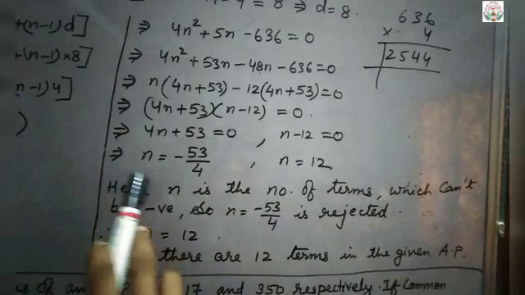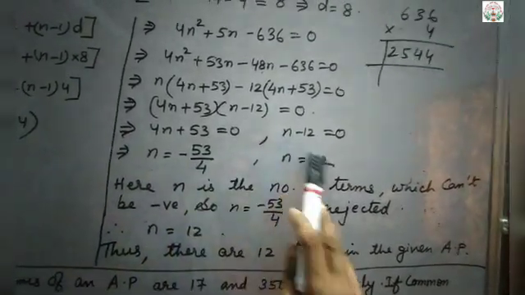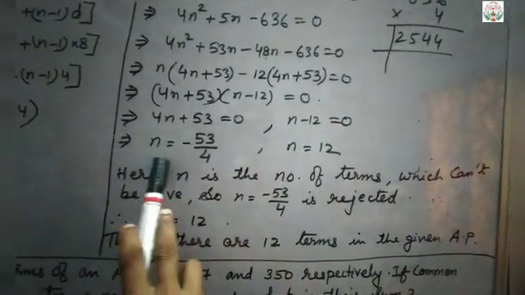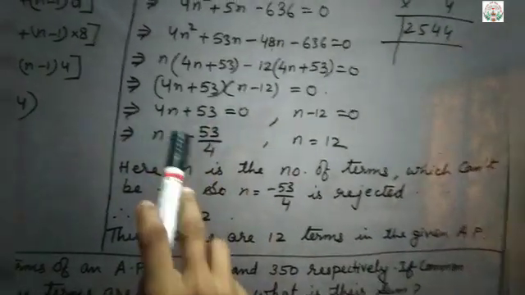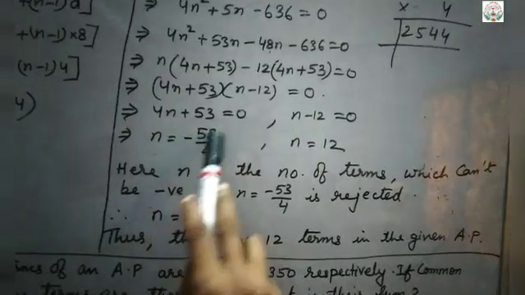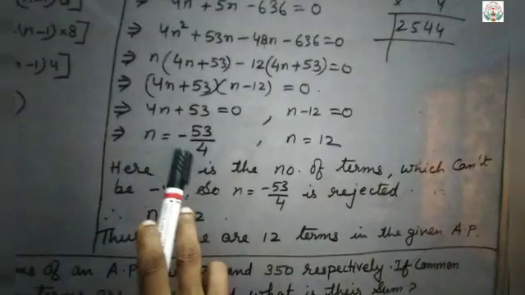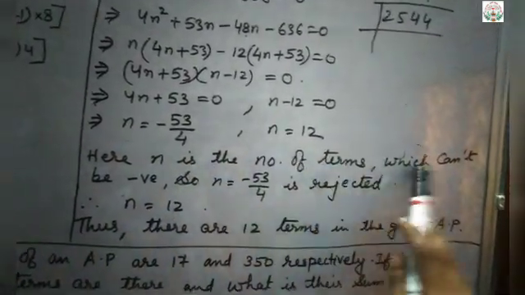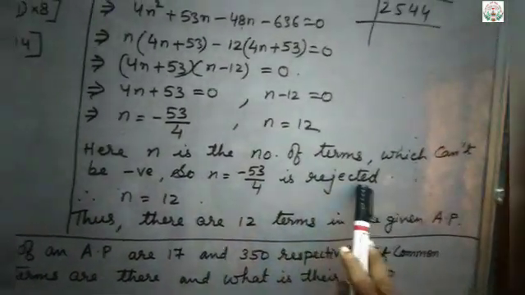First part, when we simplify, what value of n will we get? Minus 53 upon 4. And second part, when we simplify, we'll get n equals to 12. Now here you can see the value of n is negative and a fraction. We know that n is the number of terms, which cannot be negative or a fraction. Therefore, this value of n is rejected. Here I have written, n is the number of terms which cannot be negative or a fraction. That is why it is rejected.